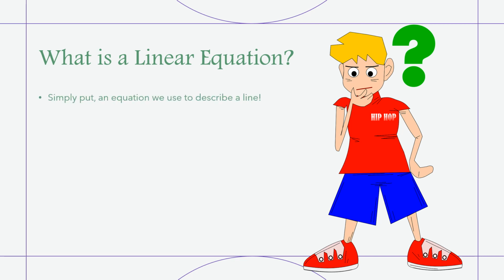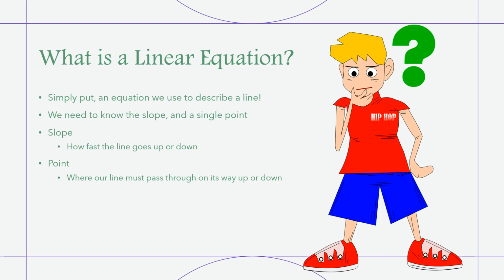For any line, there are really only two things we need to know to be able to describe it. The first is referred to as slope: is the line going up, going down, and how fast. The second is simply a point on that line. Since all lines are straight, just knowing which way the line is going and a single point on that line is enough information for us to be able to make our linear equation.